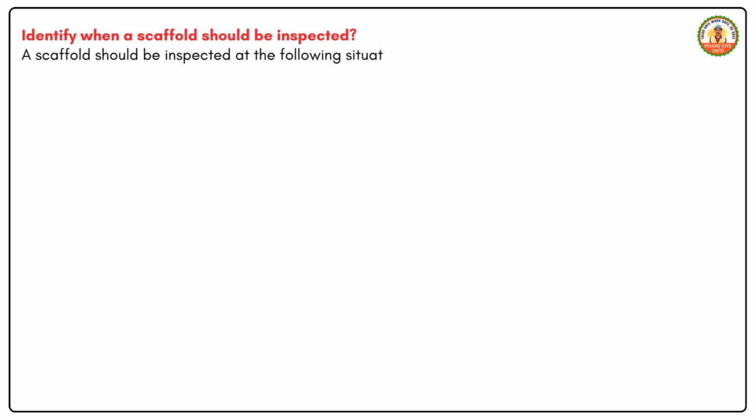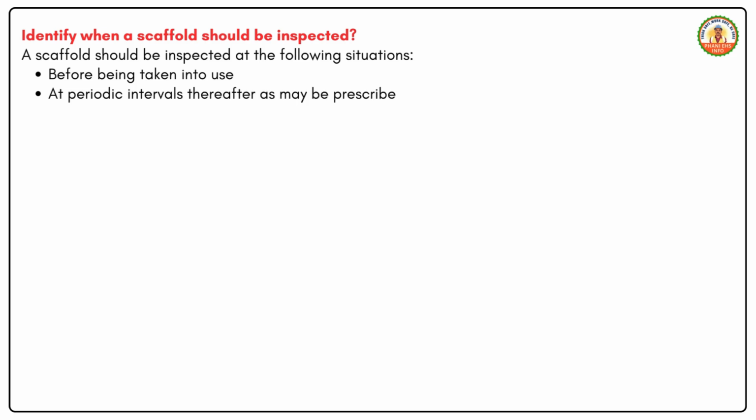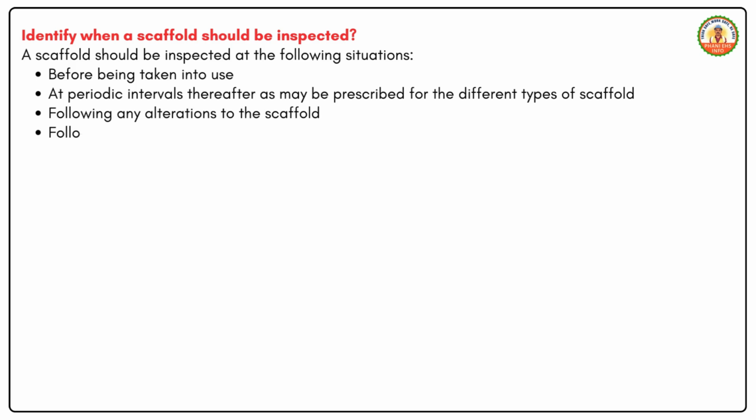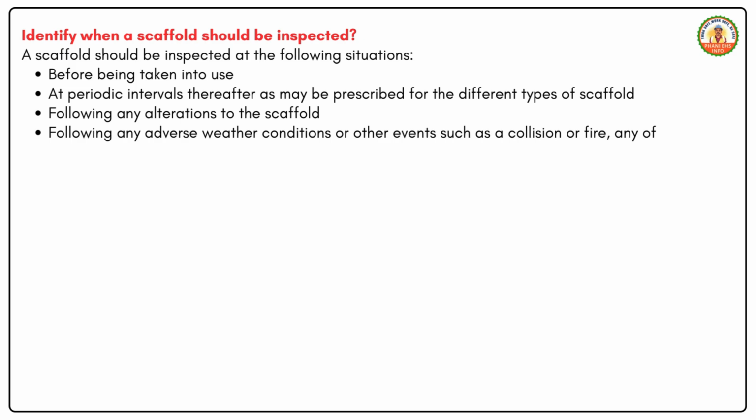Identify when a scaffold should be inspected. A scaffold should be inspected in the following situations. Before being taken into use. At periodic intervals thereafter as may be prescribed for the different types of scaffolds. Following any alterations to the scaffold. Following any adverse weather conditions or other events such as a collision or fire, any of which might be likely to affect its strength.